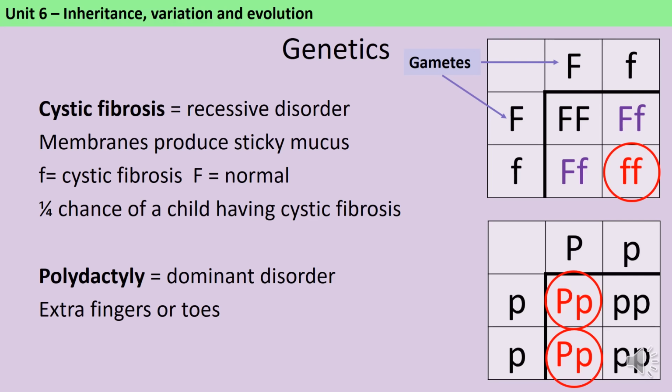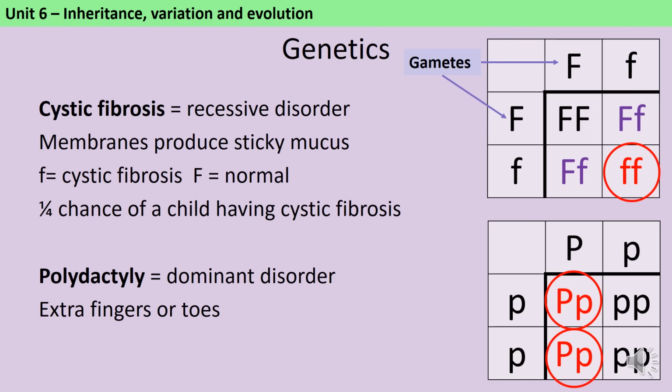However, I would recommend that you try to pick a letter that has a distinct difference between the capital and the lowercase, because if your examiner can't tell whether you're saying something is dominant or recessive, then you won't get credit for it. In this question, we've been asked to draw a Punnett square that shows the likelihood of 2 heterozygous parents having a child with cystic fibrosis.